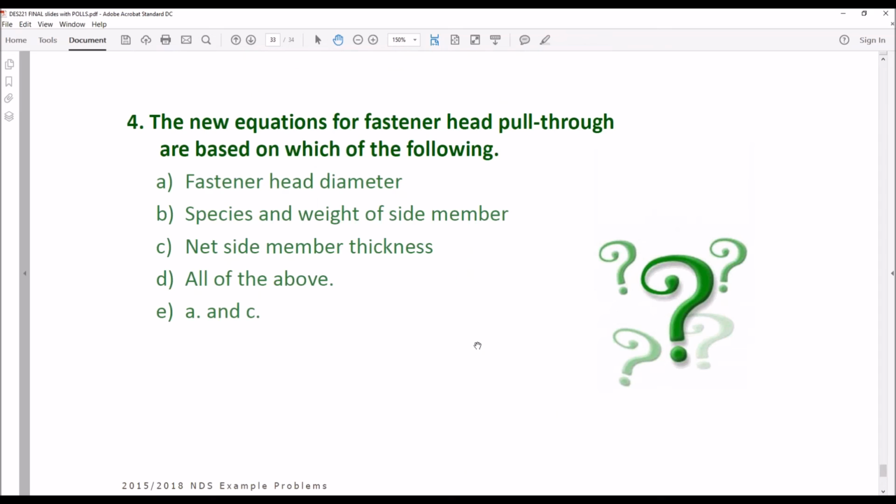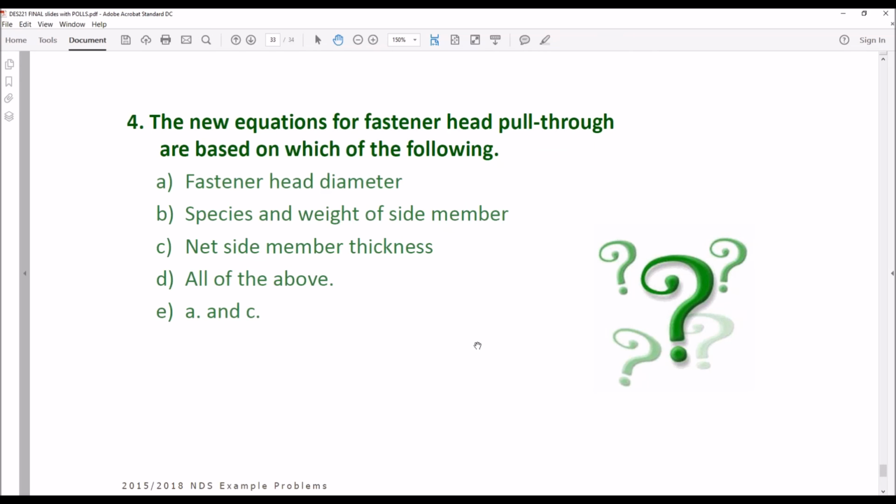So this last poll, like I said, when we wrote the question, we had it in mind that the answer was going to be E. It would be A and C, because the actual equation includes the fastener head diameter, it includes the net side member thickness, and includes specific gravity. So the actual weight of the side member doesn't come into play. So that was our train of thought when we wrote the question.